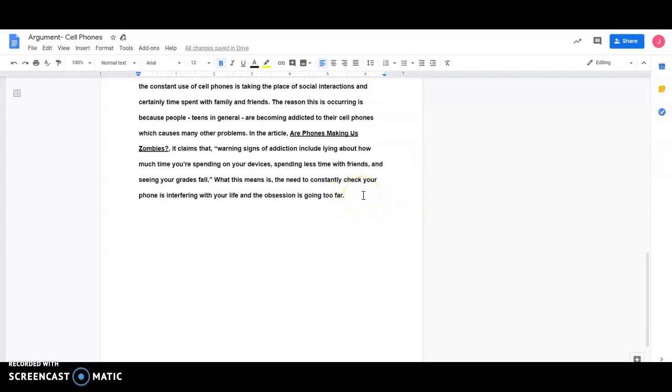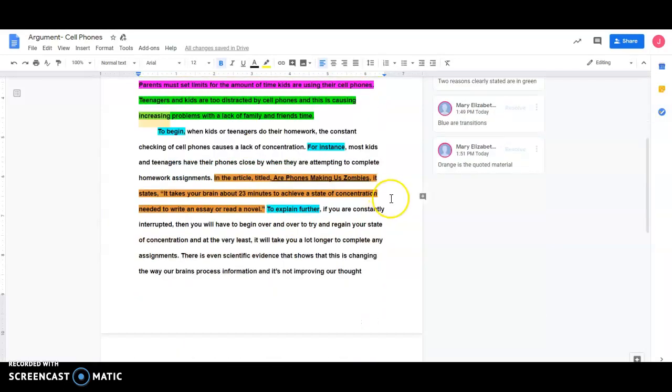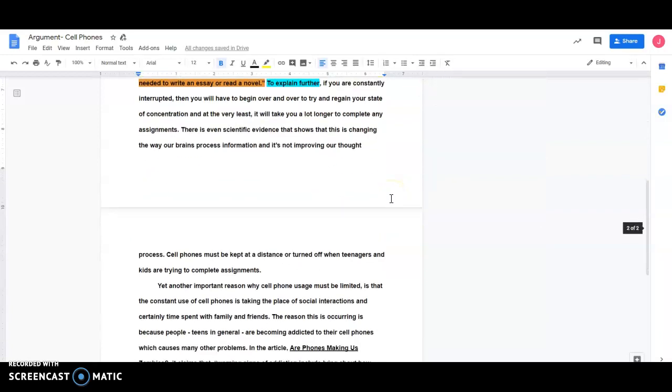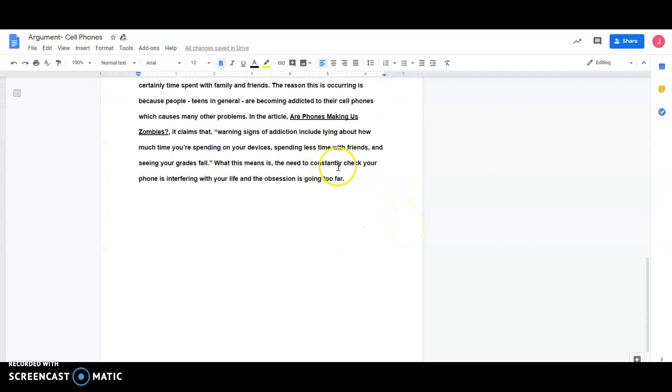So there, Ms. Hero introduces her argument, elaborates and provides text evidence for her first reason, elaborates and provides text evidence for her second reason, and now it is your goal to reread this argument and begin writing your own conclusion.